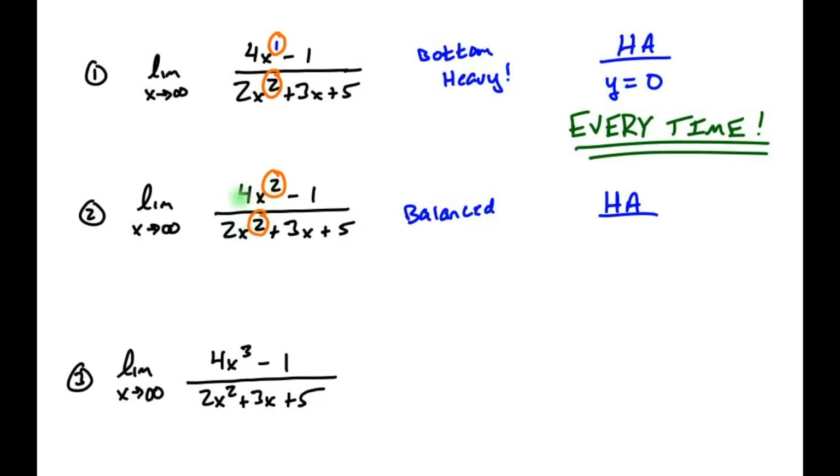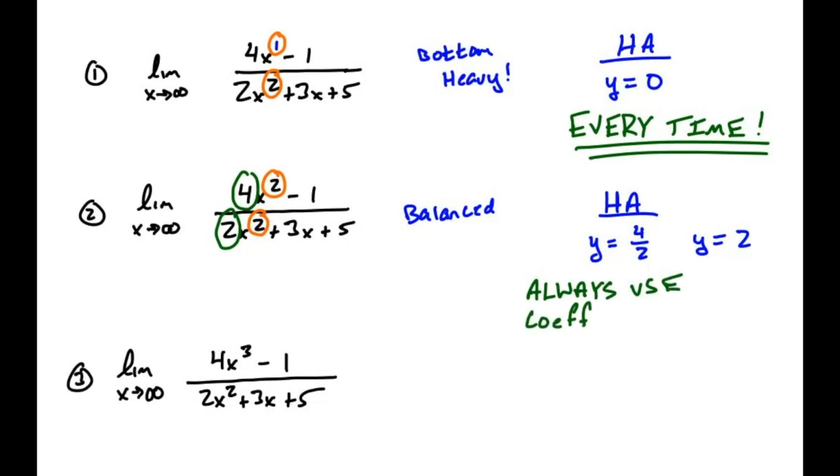The numerator, if I plugged in 100, it'd be like 40,000. The denominator would be like 20,000. If I plug in something larger, it might be 4 million over 2 million. But in any case, the millions cancel out. I'm just left with 4 over 2 in the long run. So hence, our horizontal asymptote of this would be 4 over 2. Simplify that down to 2. So as x approaches infinity, the limit of this function is going to approach 2. And it will always, always, always end up being the coefficients of the leading terms.